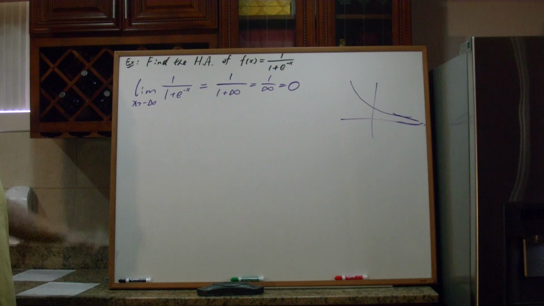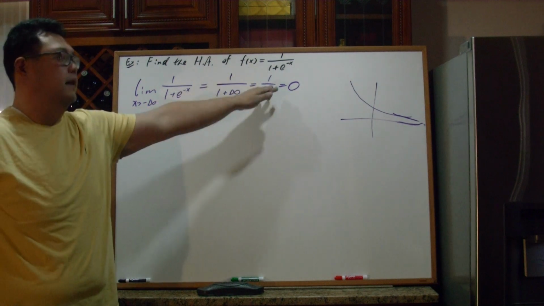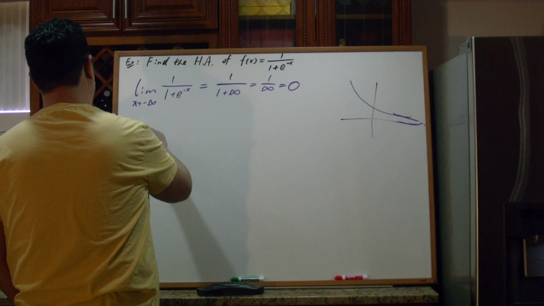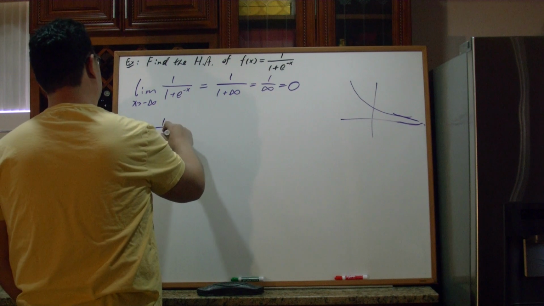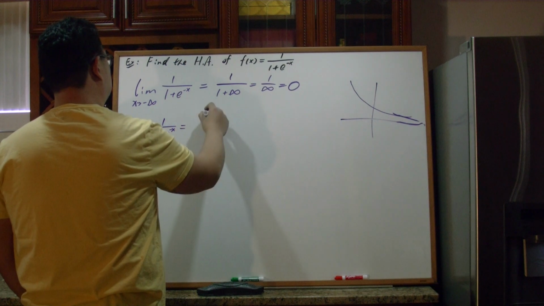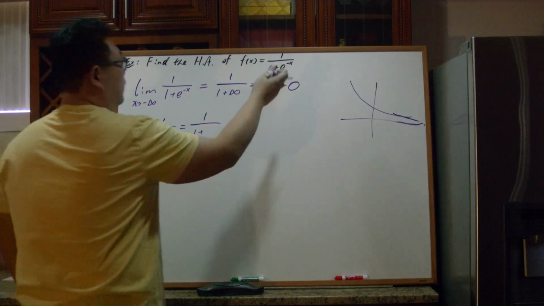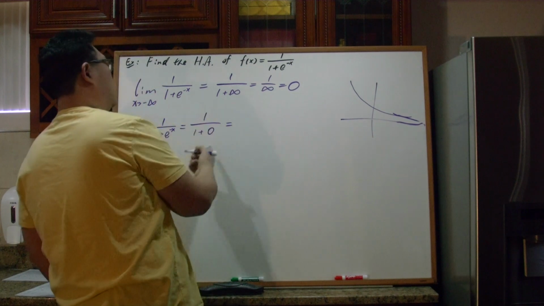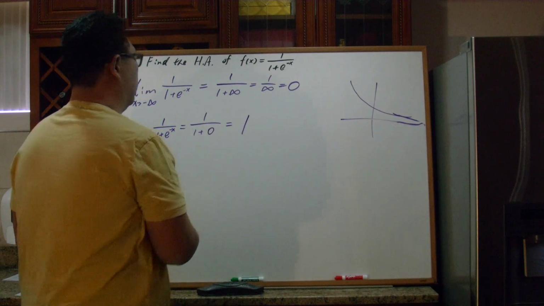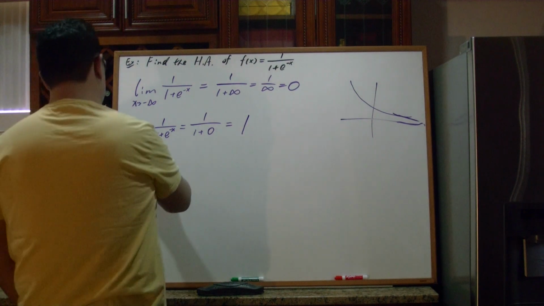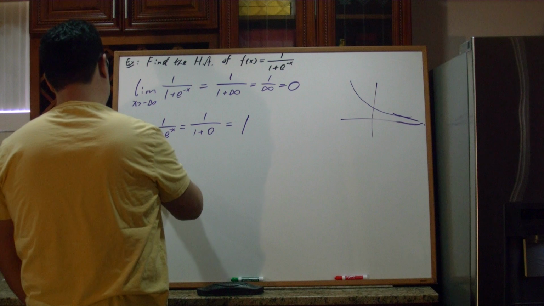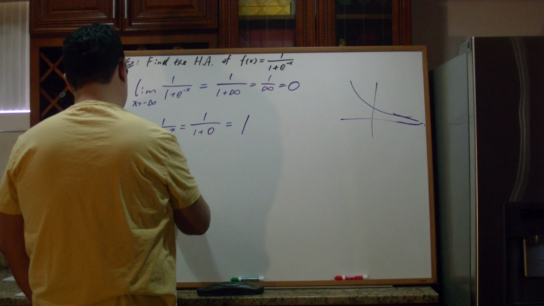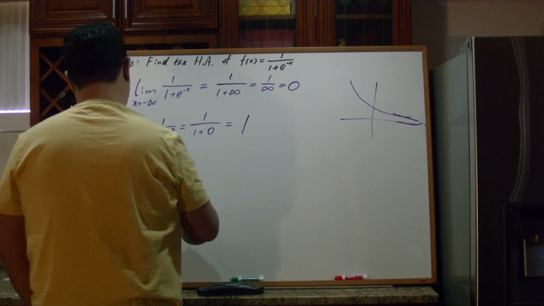1 plus infinity is still infinity, and 1 over infinity gives the value of 0. And when x approaches positive infinity of this function, e to the negative x goes to 0. That is 1 over 1, which is 1. So we have the horizontal asymptotes of f of x: y equals 0 and y equals 1.